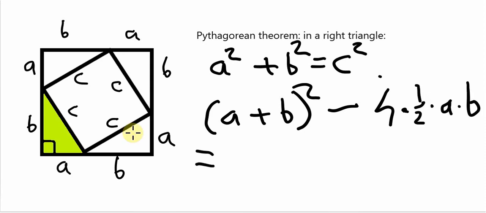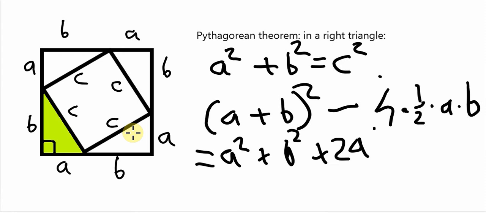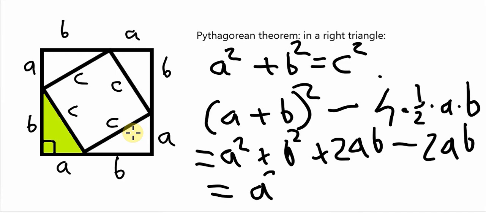Well, this is equal to a squared plus b squared plus 2ab, and this is also 2ab, so we end up with a squared plus b squared, and that's the proof for the Pythagorean theorem.